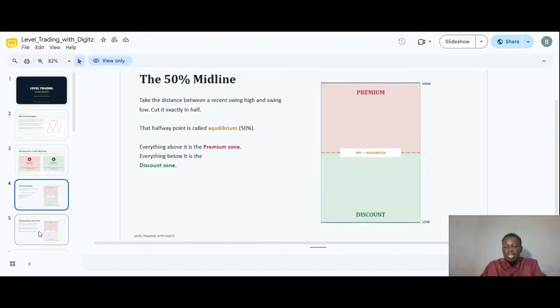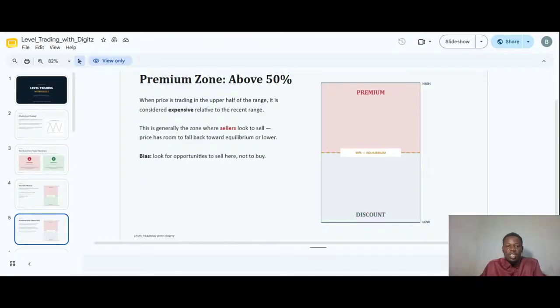Then the next thing I want to show is the premium 50%. When price is trading in the upper half of the range, it is considered expensive relative to the recent range. So this is generally the zone where sellers are looking to sell. Price has room to fall back towards the equilibrium or lower. Buyers look for opportunities to sell here, not to buy, which is what I just told you.